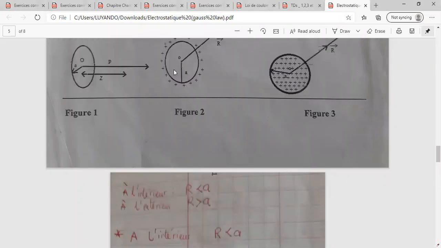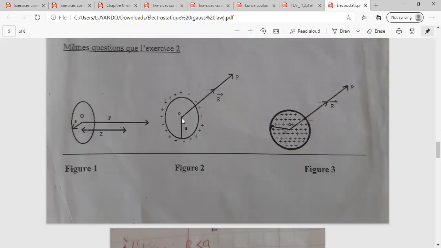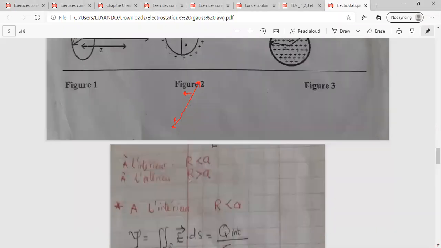If we want to find the field at this point, at this point, at this point, we say in the interior, R is less than A. R is going to be our established length of measure. Let me draw it. Maybe we're trying to find the field at this point here, this is R inside the sphere. If we're trying to find the flux outside the sphere, we have our R outside the sphere. For the interior, R is less than A. For the exterior, R is greater than the radius. Inside, R is less than the radius.